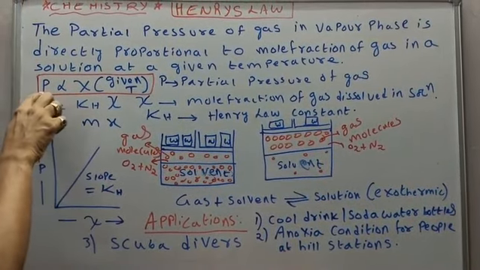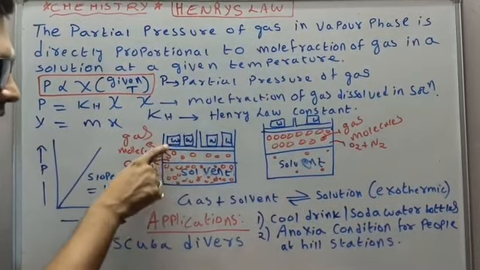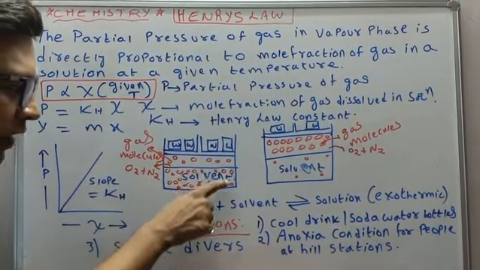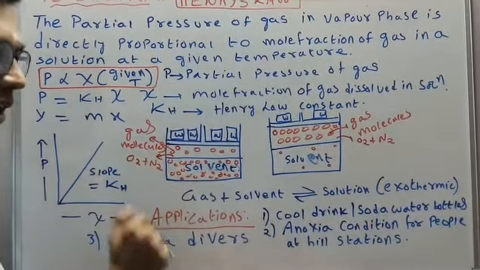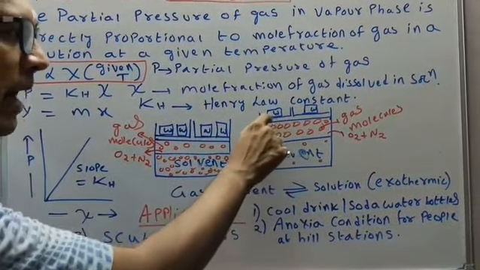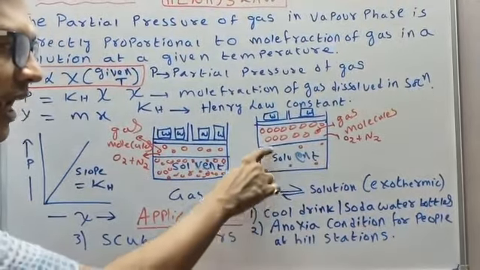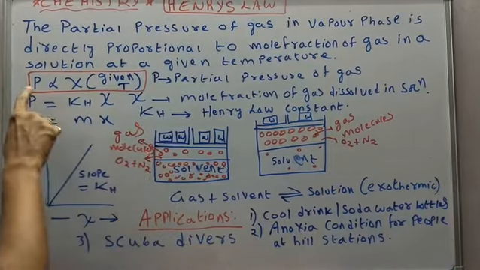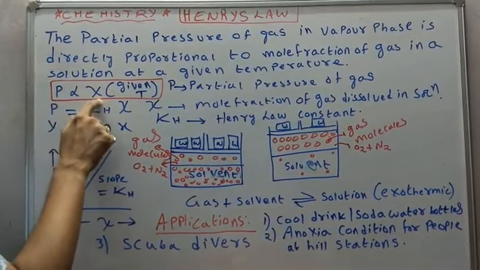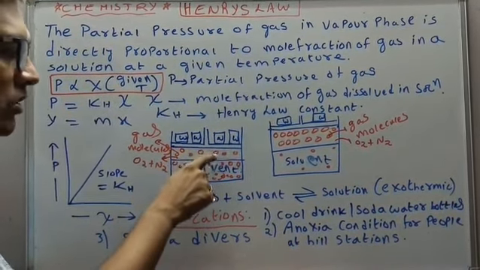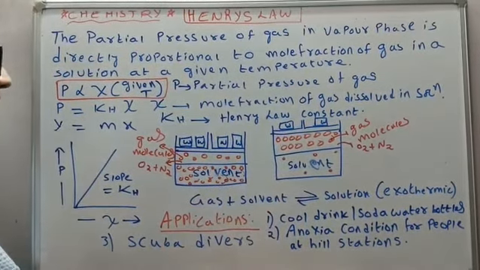That means whenever the partial pressure of the gas is more, the mole fraction of the gas in the solution is more. See, here the pressure is more, that's why the number of gas molecules dissolved is more. See how many red dots I have drawn. Suppose here the partial pressure of the gas is less. Now see, fewer red dots are there, so the gas molecules dissolved are fewer. More is the partial pressure, more is the mole fraction. Less is the partial pressure, less is the mole fraction. That means partial pressure more, solubility of the gas is more. Partial pressure less, solubility of the gas is less.